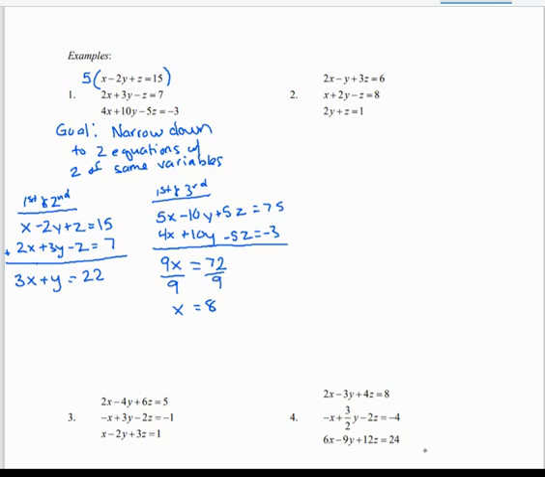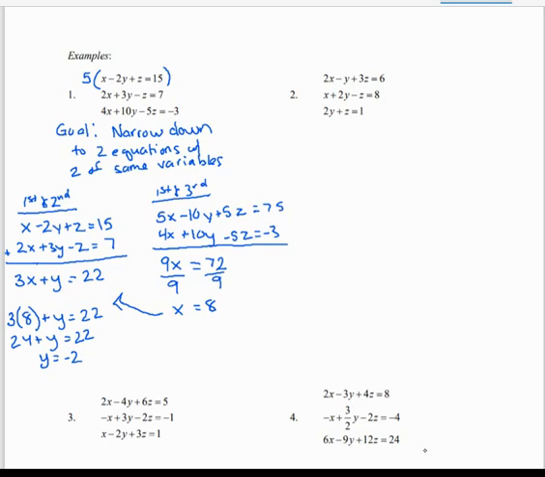Well, I can go back to the equation I found with the first and second and find y because it just contains an x and a y. So now I'm going to substitute in over here. 3 times 8 plus y gives me 22. 24 plus y equals 22. Subtract 24, and y will equal negative 2. We now have our x and our y, but we need to find z.